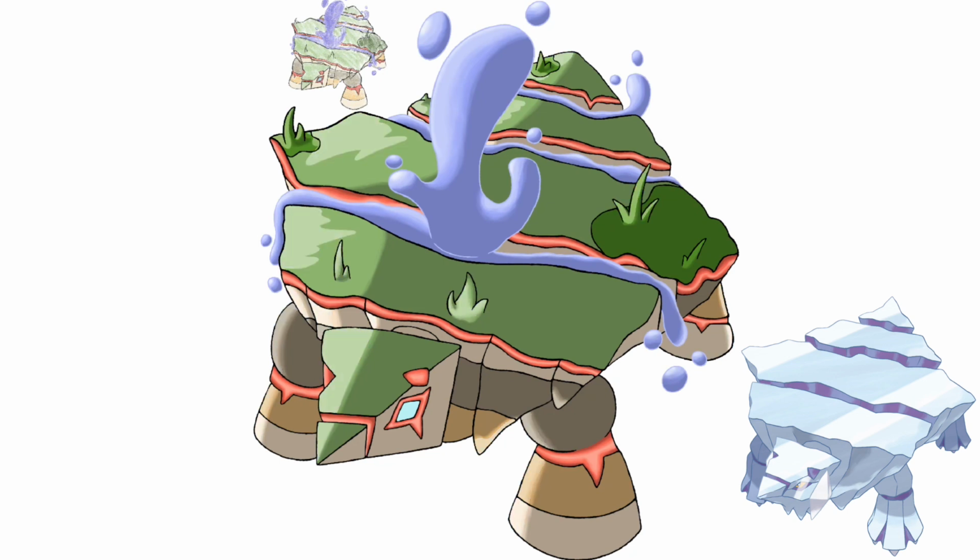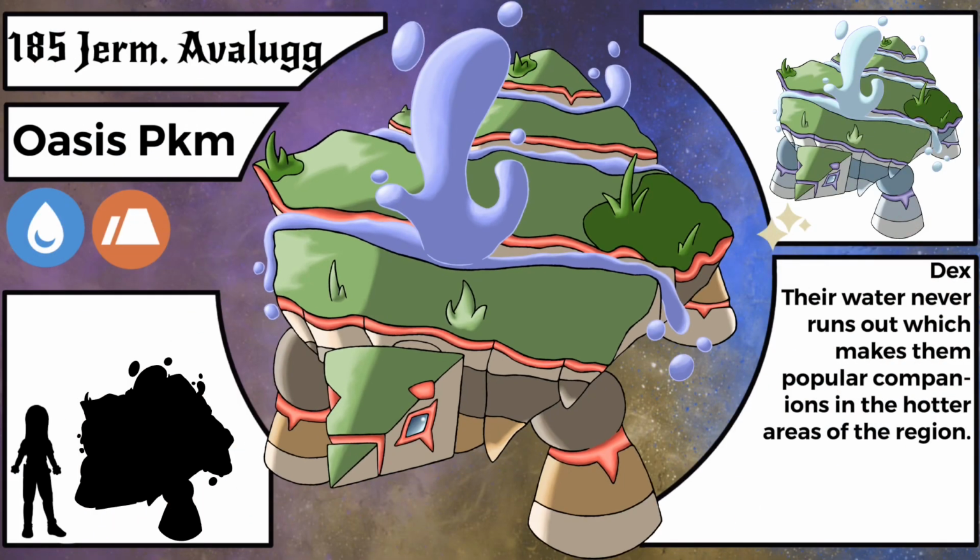And here it is, Jermanzburg Avalugg. It is still a water and ground type. I wish I could get the fire type in there somehow because of the lava aesthetic, but changing any of the typings wouldn't really make sense. Like, it does not look like a water fire or a ground fire type, and the water is a really important element, so I couldn't throw that one out, but so is the sediment part.